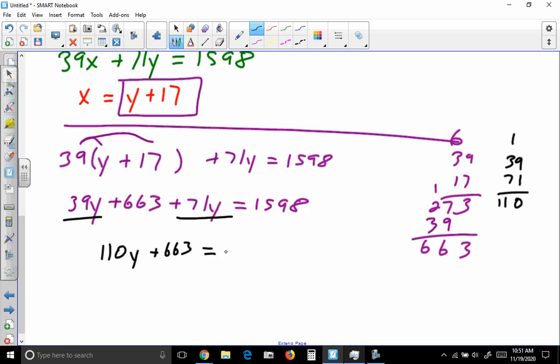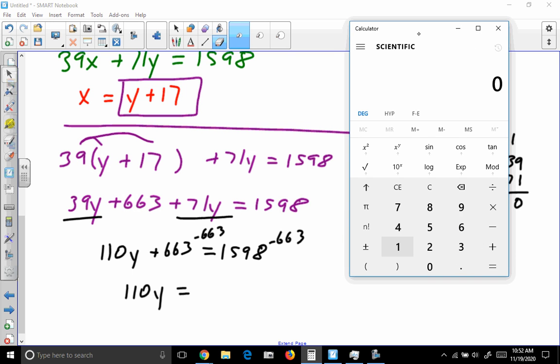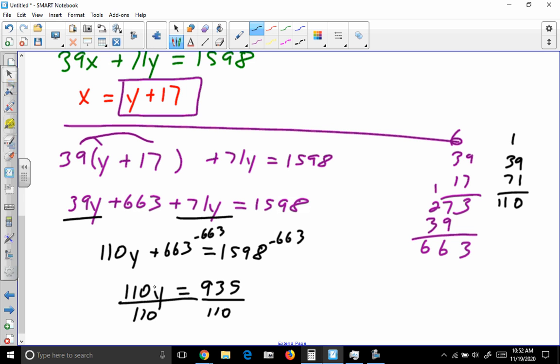We also have 663. So if we subtract 663 from both sides, we get 110y equals 1598 minus 663. For time's sake, let's use a calculator for that. I'm not going to give you one with numbers like this that you will need to use a calculator for on your test. And then to get y, divide both sides by 110.